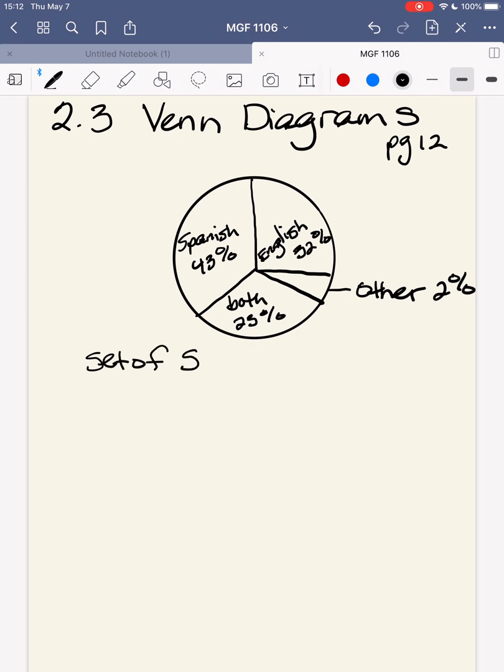or U.S. Hispanics. Okay. So these are all sets of U.S. Hispanics. We have one group that at home they speak Spanish. So this represents a set of people who speak Spanish at home. So a set of U.S. Hispanics who speak Spanish at home.